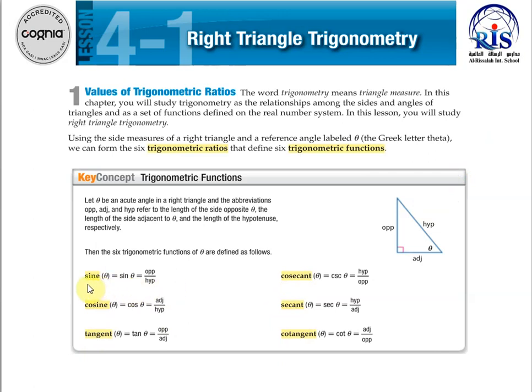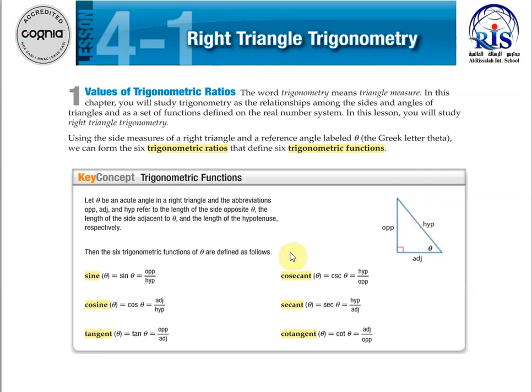First, the ratio sine. Sine of theta. Look first at the right triangle here. We have the angle theta. This side is opposite to the angle theta. This side is adjacent to the angle theta. And this side is opposite the right angle, which we call the hypotenuse side.